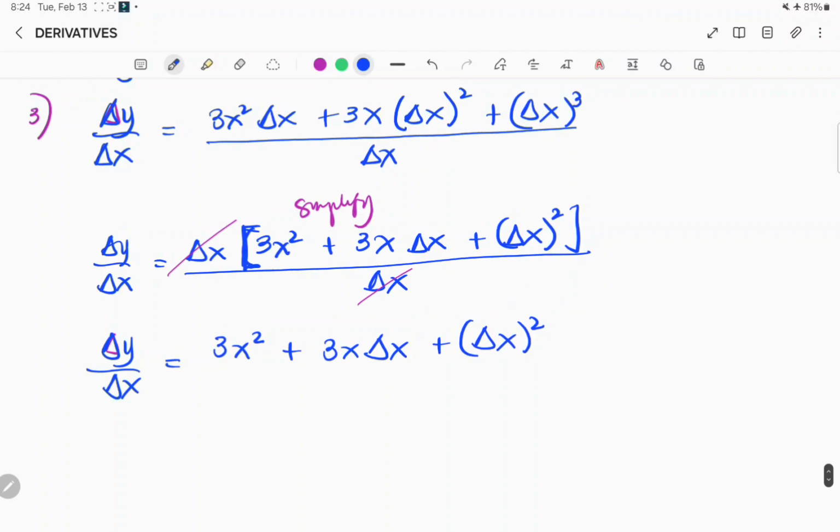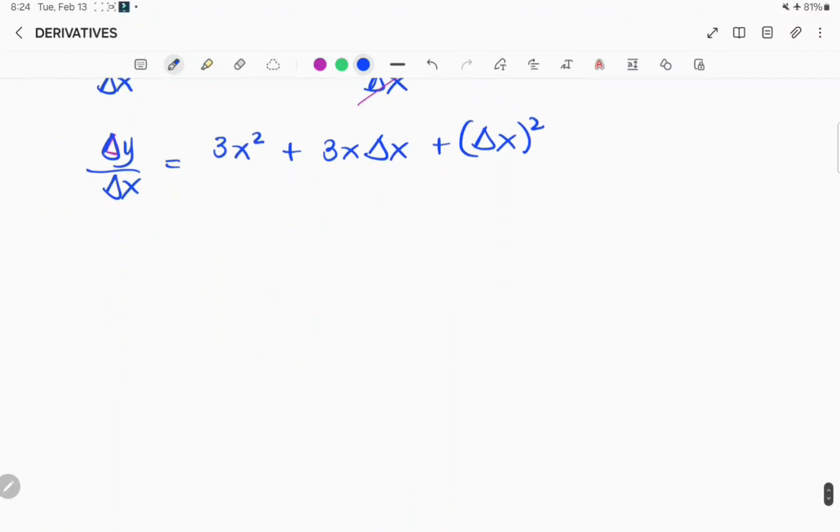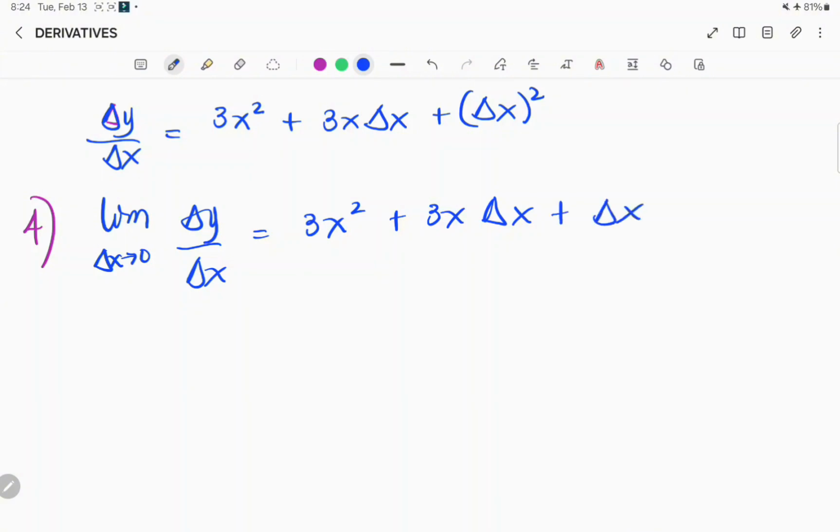For step number 4, we have to take the limit of the average rate of change in order to get the derivative. So step number 4 is to get the limit of change of y over change of x as change of x approaches 0. So we have 3x squared plus 3x change of x plus change of x squared. Now since change of x is approaching 0, we have to substitute 0 in all change of x of the right side of the equation.